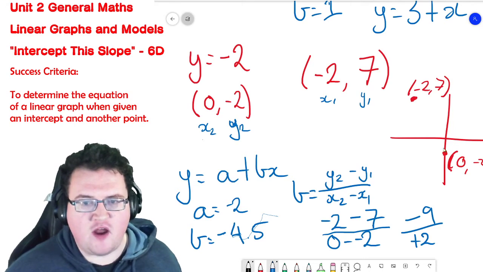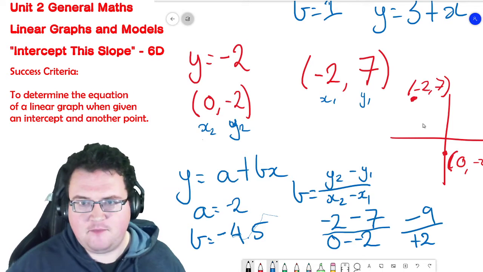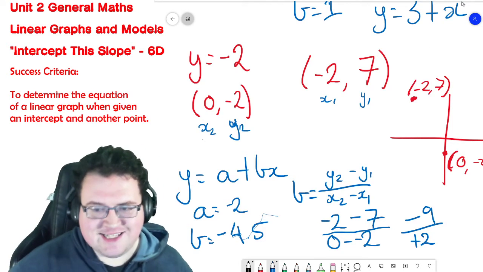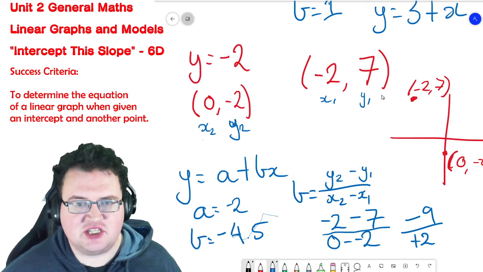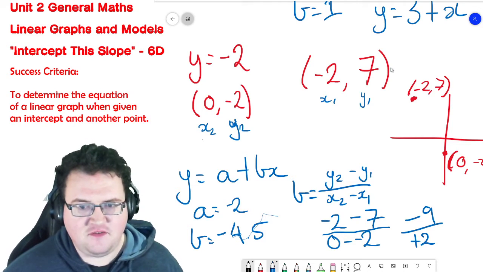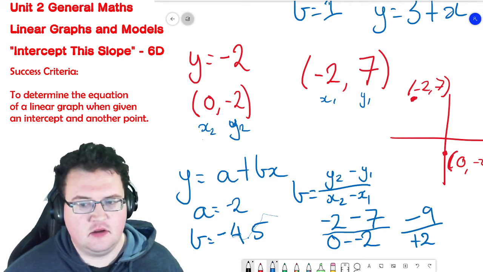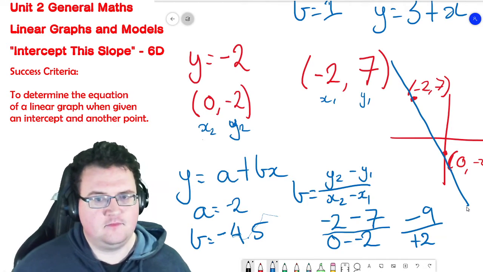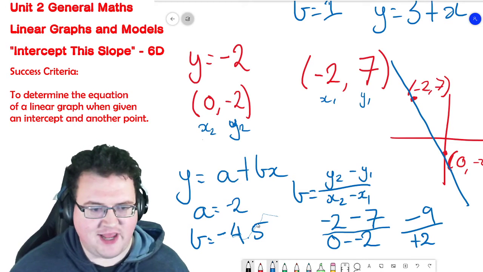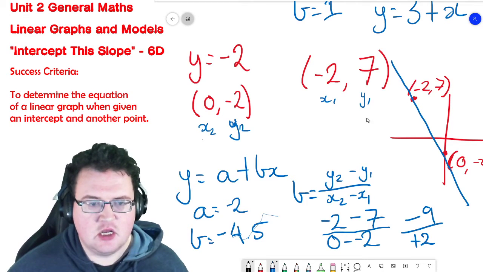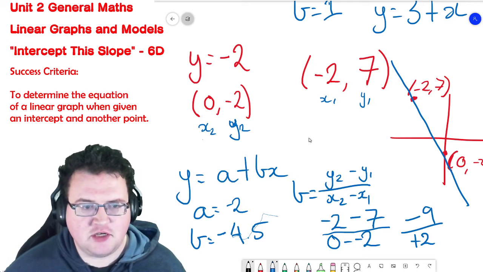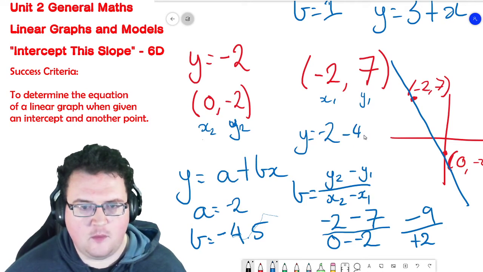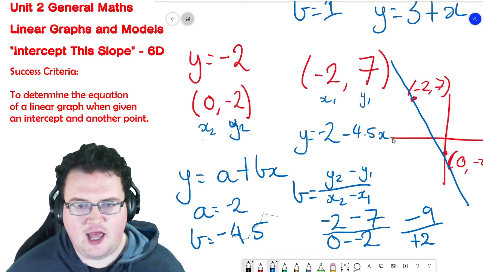This makes sense. Remember, I've got the sketch over here, and it's clearly a negative line because it starts at the top left and ends in the bottom right. So it has to be a negative line, which makes sense with our answer of minus. If I then write the full equation, it would be y equals -2 minus 4.5x.